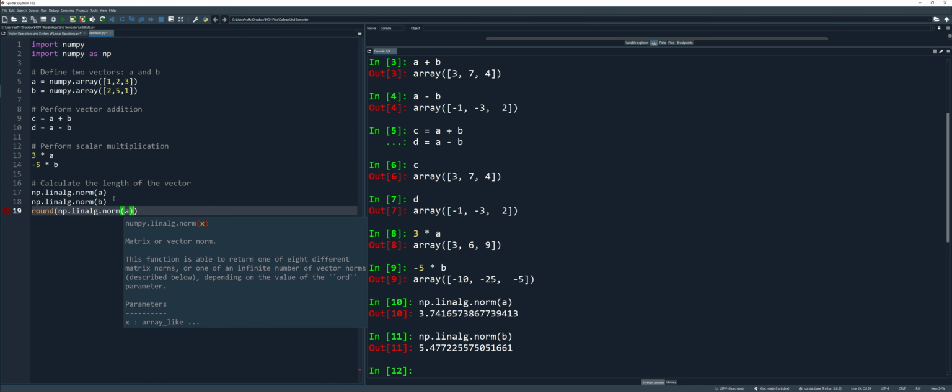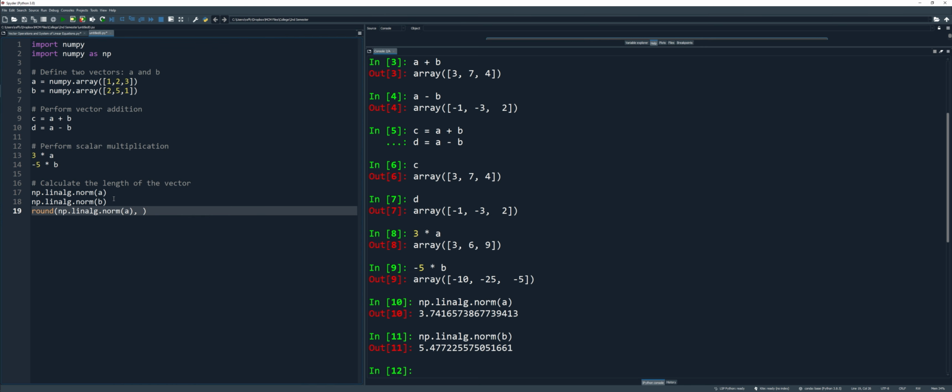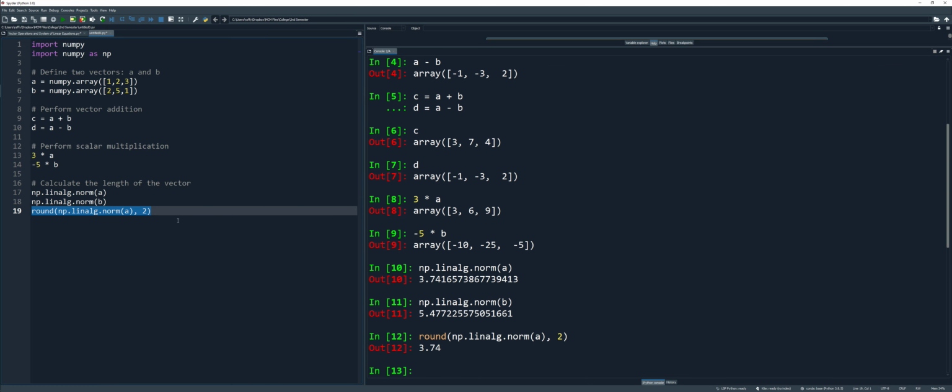np.linalg.norm of A, and we want to round it off to the nearest hundredths, so two decimal places. Basically, the round function accepts two arguments. The first one is the value that you want to round off, and the next one is the number of decimal places. So in this case, it's 2. So we run the code, and we have the answer.